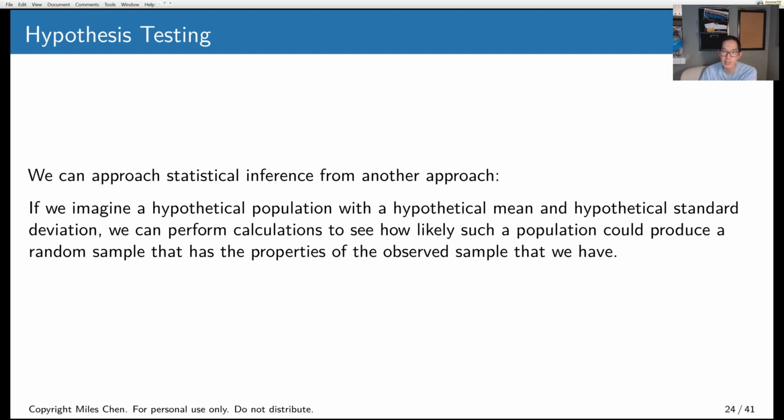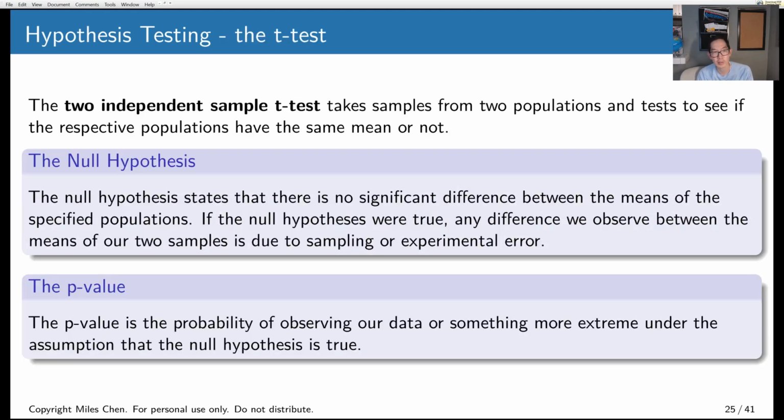And we can say, well, let's do some calculations. We can perform calculations to see how likely such a population could produce a random sample that has the kind of properties of the sample that we currently have observed. And we can do calculations and we get basically a p-value, right?